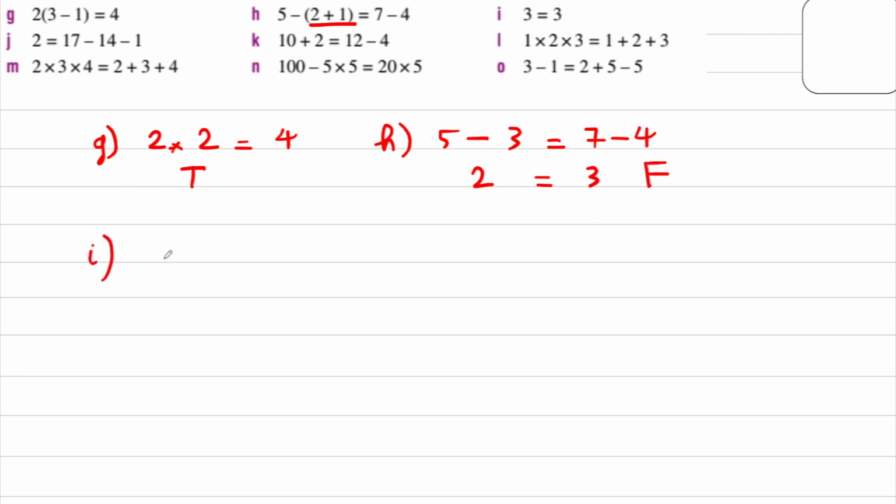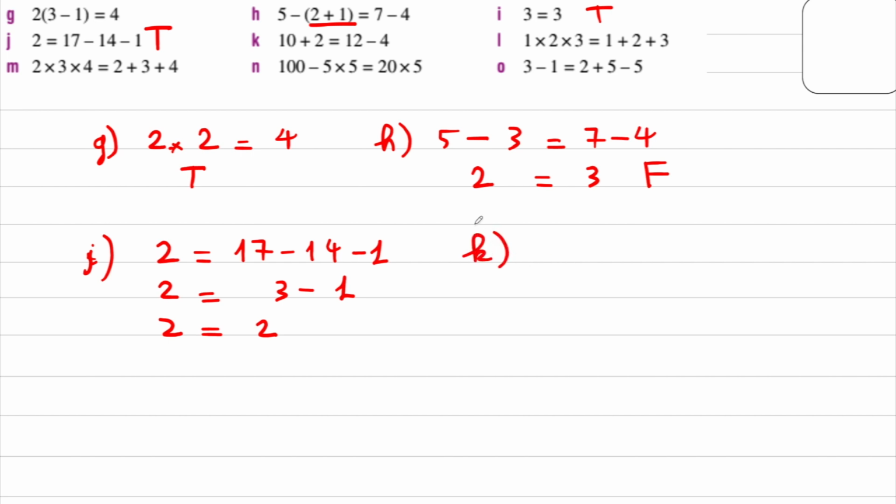Question I. You got 3 equal to 3. Of course, this is true. Question G. About G, you got here 17 minus 14 minus 1. Here is 3 minus 1, and this is 2. So 2 equal to 2, this one is true. Question K. The left hand side is 10 plus 2, you got 12. And the right hand side, you got 12 minus 4 equal to 8.